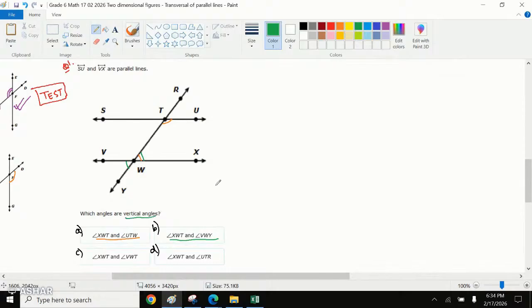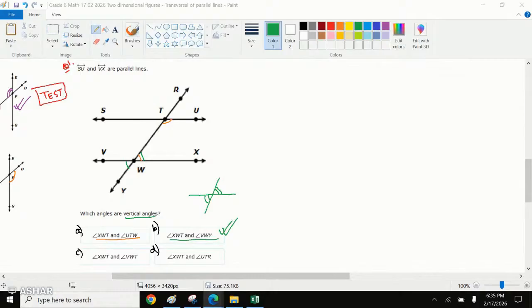We know that the vertical angles are formed whenever we are forming an X, and these two angles would always be vertically opposite angles, right? So we can say option B was correct, right? In option number B, they are vertical angles to each other. Agreed? No, we are just doing some questions. Okay.